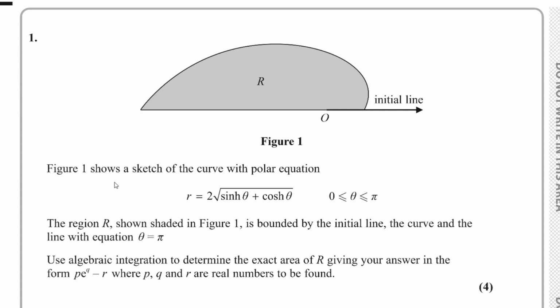Question number 1. Figure 1 shows a sketch of the curve with polar equation r equals 2 multiplied by the square root of sinh theta plus cosh theta, where theta is between 0 and pi. The region R, shown shaded in figure 1, is bounded by the initial line, the curve, and the line with equation theta equals pi. We have to use algebraic integration to determine the exact area of R, giving an answer in the form p e to the power of q subtract r, where p, q and r are real numbers to be found.